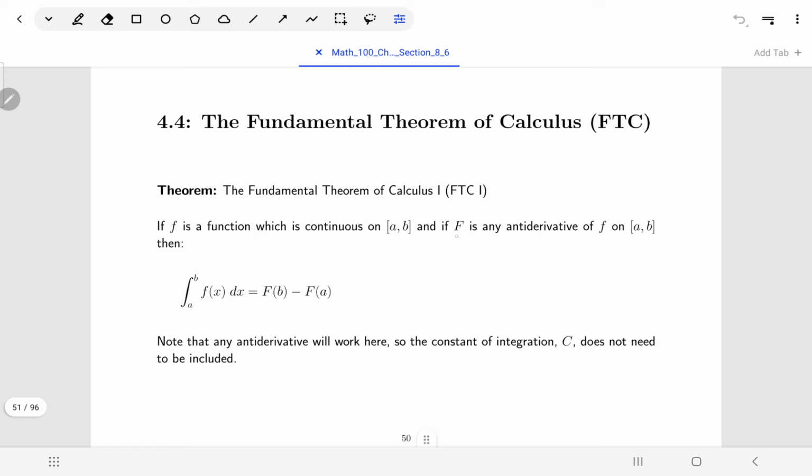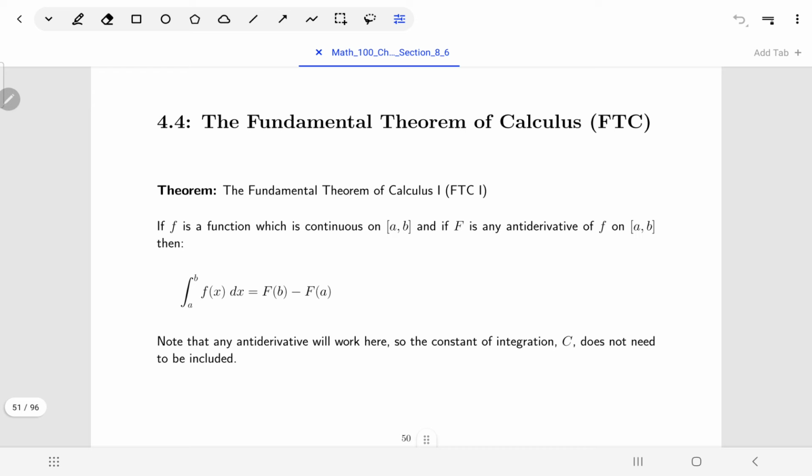And we have some antiderivative, and it doesn't matter which one, any antiderivative of our function f. Then if you're looking at the definite integral of f of x from a to b, that is just our antiderivative evaluated at the upper limit of integration minus the antiderivative evaluated at the lower limit of integration.